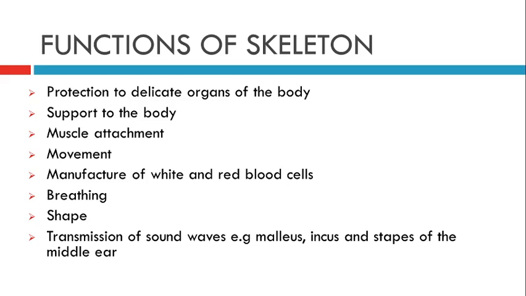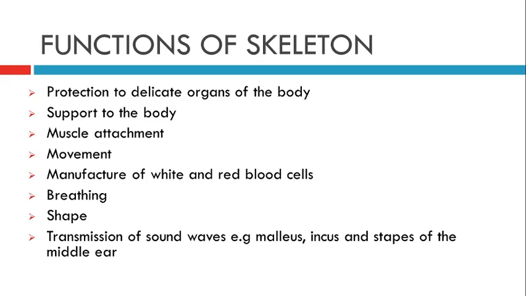They help in breathing. How does the skeleton help in breathing? Like in man, the ribs. The ribs are used for expiration and inspiration. They control breathing in and breathing out. So that is how the skeletal system is connected to the respiratory system.